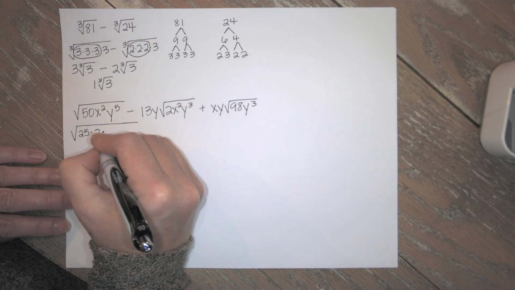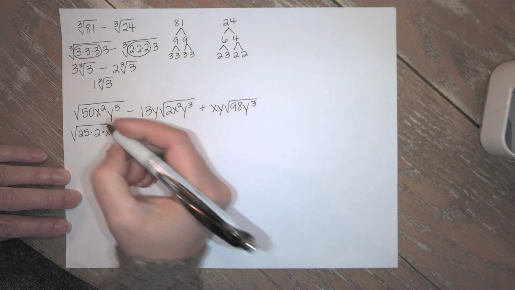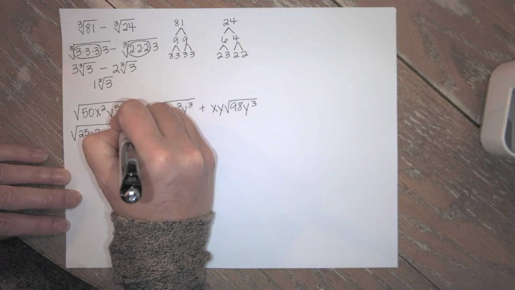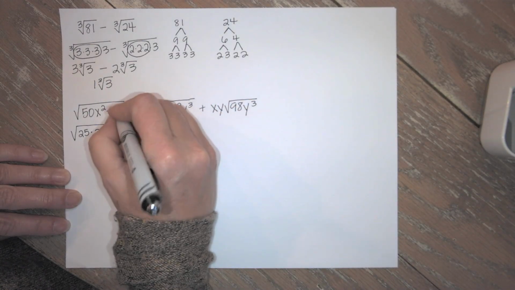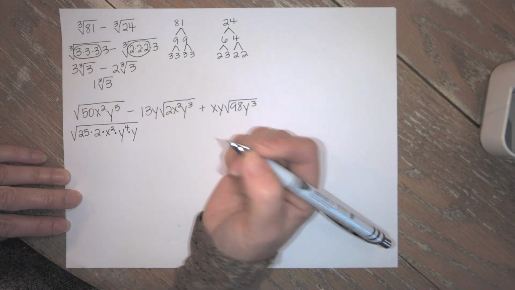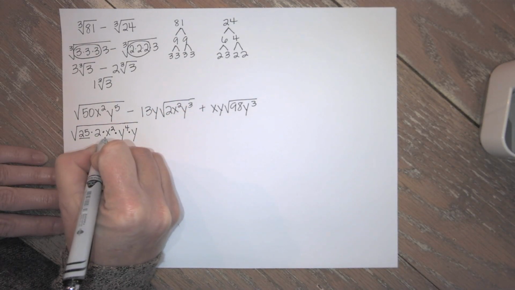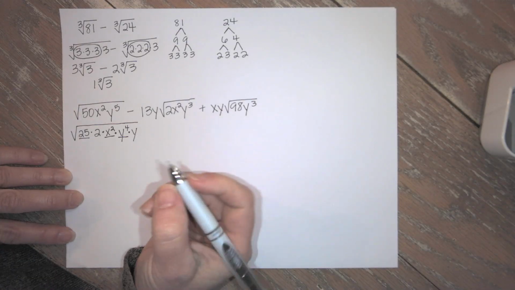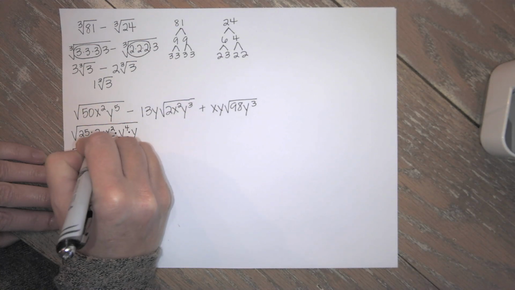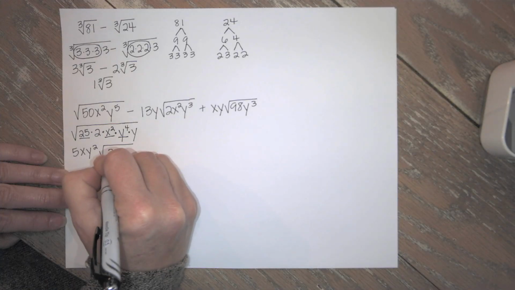If we divide 50 by 25, that leaves 2. X squared is a perfect square, so I'm going to leave it alone just like it is. Y to the 5th is not a perfect square, but any variable to an even power is a perfect square. So the highest even power that's less than 5 is 4. So I'm going to break down that y to the 5th to y to the 4th times y. Now I have a perfect square here, a perfect square here, a perfect square here. All right, if I take the square root of all those, I have 5xy squared. And left underneath my radical, I have 2y.